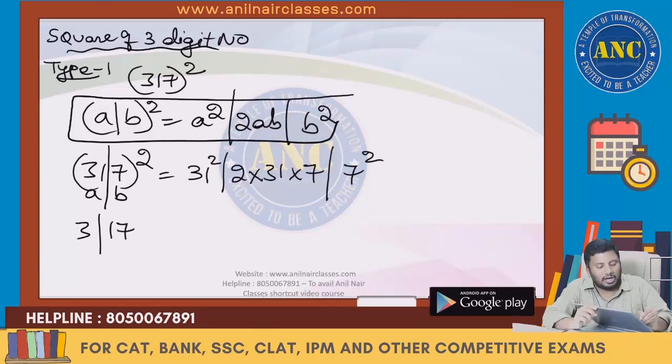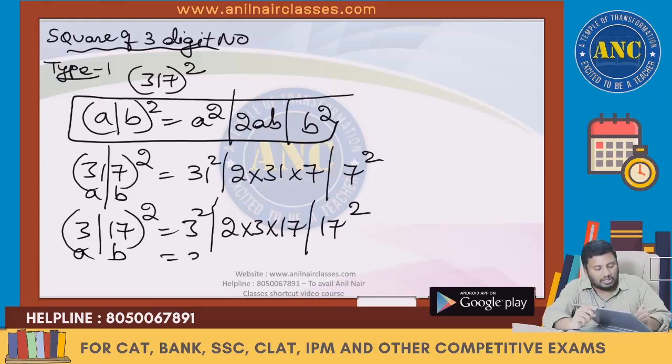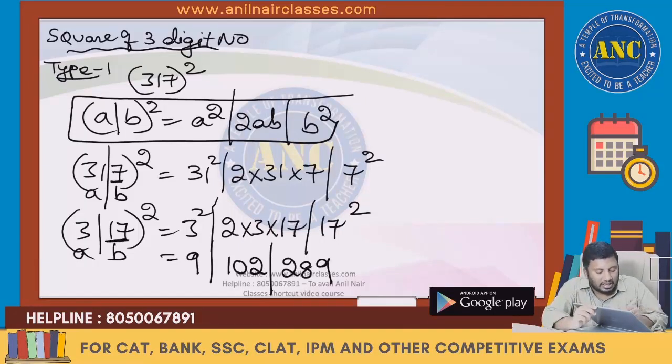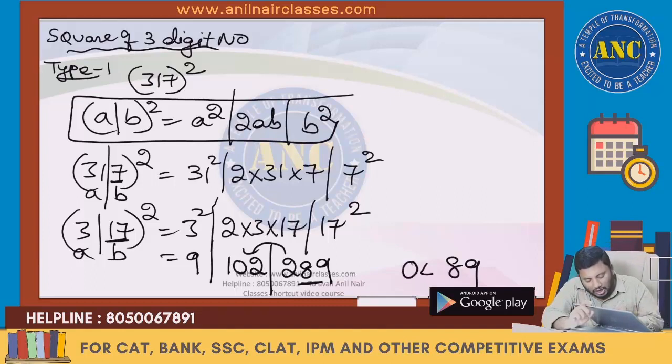Or a is 3 and b is 17. So a is 3, b is 17. A square, next is 2ab and next is b square. This is 9, 6 17s are 102, 17 square is 289. Here b is taking 2 digits. So 89, 2 carried. 102 plus 2, 104. Last 2 digits is 04. 1 carried. 9 plus 1 is 10.